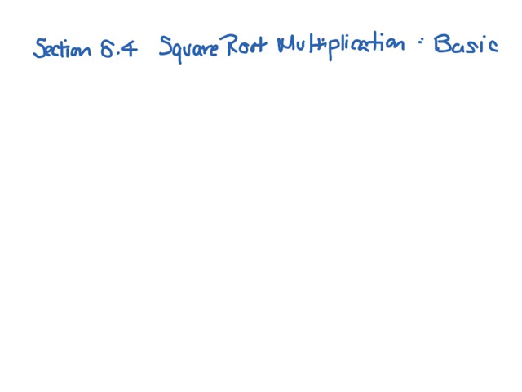Now we're going to be working on multiplying square root expressions. So if you remember in general, if you have two square root expressions, like the square root of a times the square root of b, that's the same as having the square root, and we put everything under one square root, and we just have the product of the two numbers.